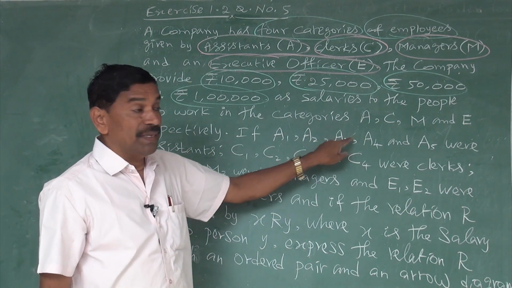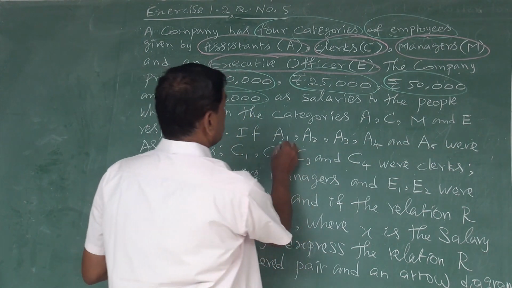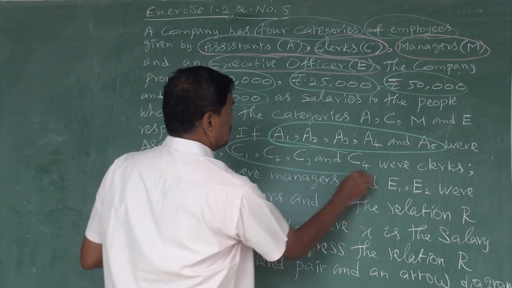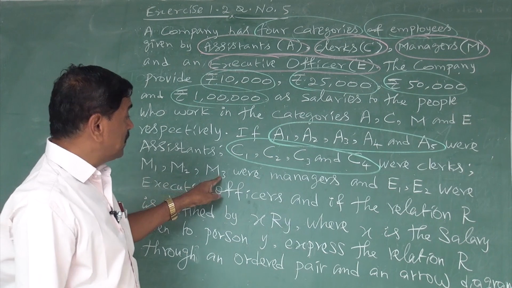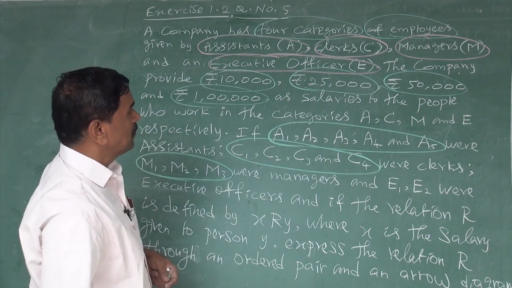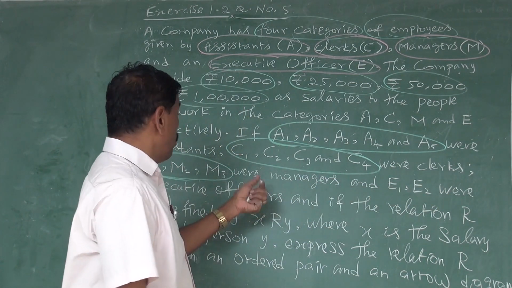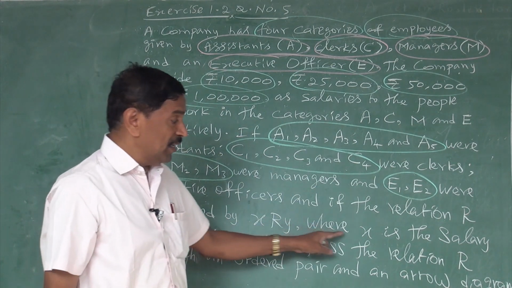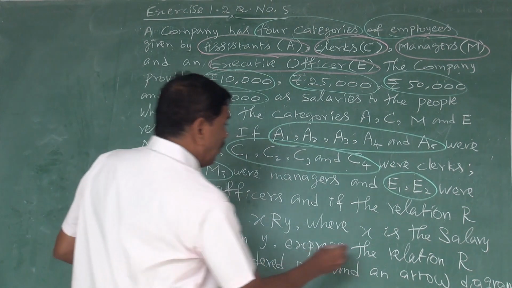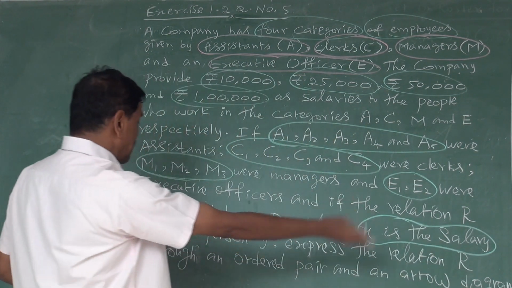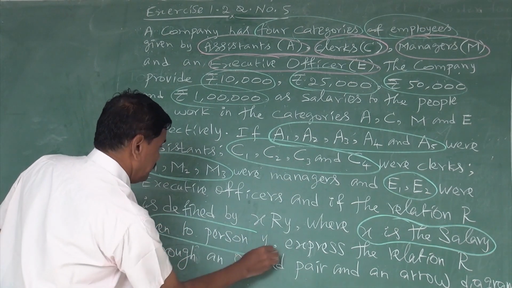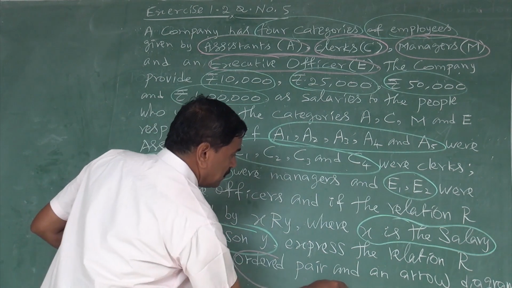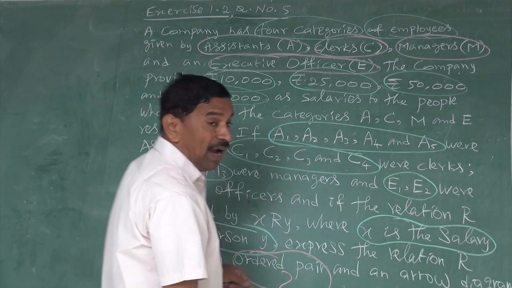If A1, A2, A3, A4 and A5 were assistants, C1, C2, C3 and C4 are clerks, M1, M2, M3 were managers, E1, E2 were executive officers, R is defined by the relation X is related to Y, where X is the salary, listen, where it is important, where X is the salary given to the person Y. Express the relation R through an ordered pair and an arrow diagram.